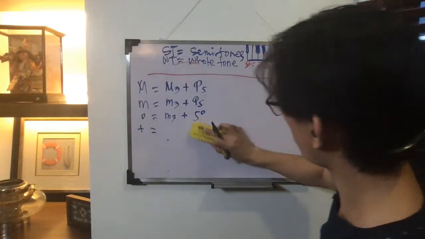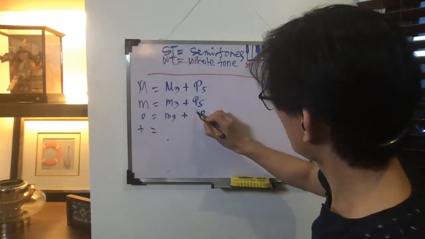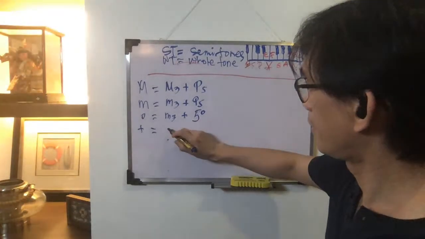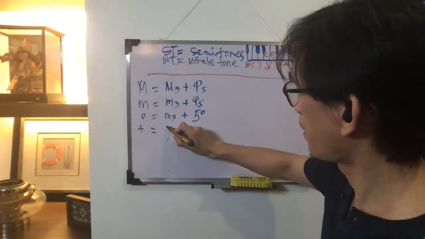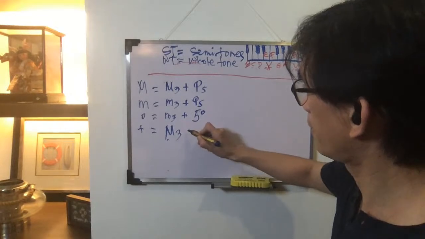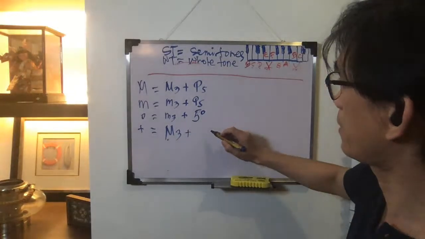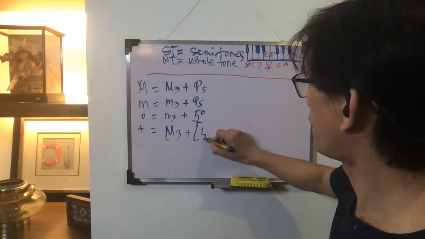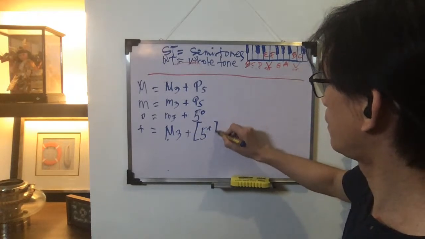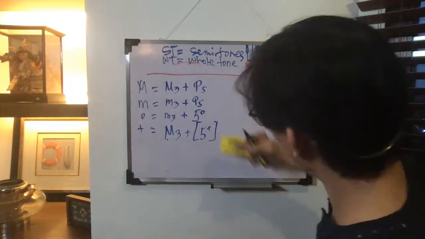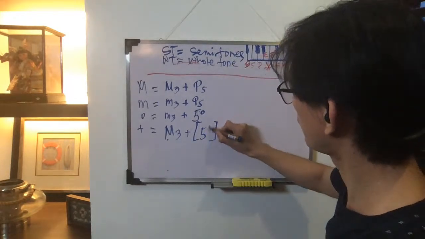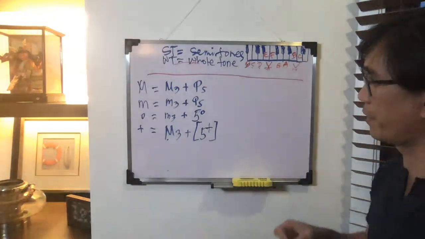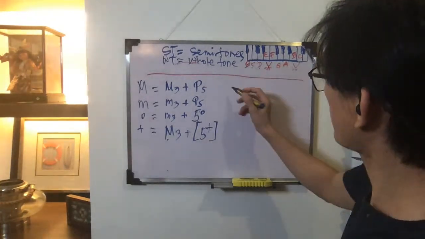Oh, it should be 5. And then augmented is major third plus augmented fifth. There. So now, if you remember, that's what we did last time.